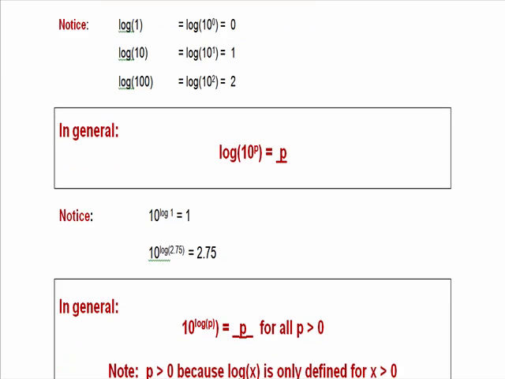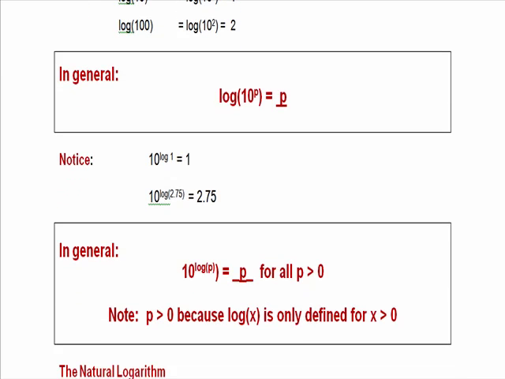Notice also that if I take 10 and I raise it to the log of a number, 10 raised to the log of 1, for example, will give me the number, give me 1. So 10 raised to the log of 1 is 1. 10 raised to the log of 2.75, for example, will give me 2.75. And if you're not convinced, try that in your calculator. Notice that no matter what number you pick, 10 raised to the log of it will give you that number, with one small caveat. The number has to be greater than 0.